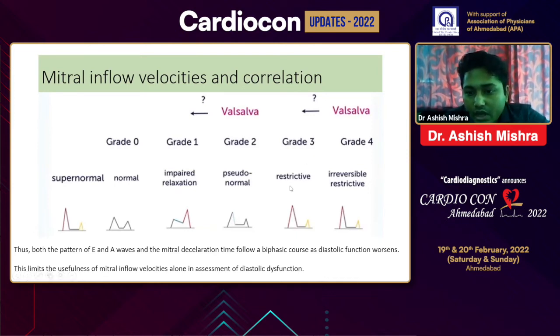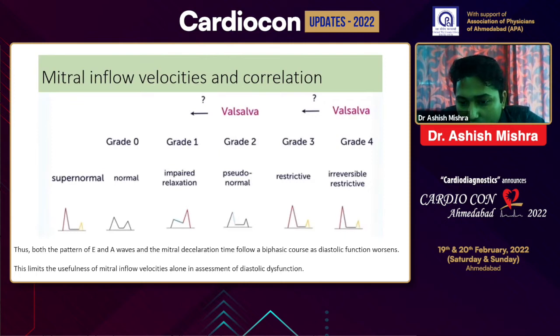And again we have the reversible restrictive phase, which is grade 3, and the irreversible restrictive phase, which are again separated based on the Valsalva maneuver. Thus both the patterns of E and A waves and the mitral deceleration time follow a biphasic course as diastolic function worsens. This limits the usefulness of mitral inflow velocities alone in assessment of LV diastolic dysfunction.